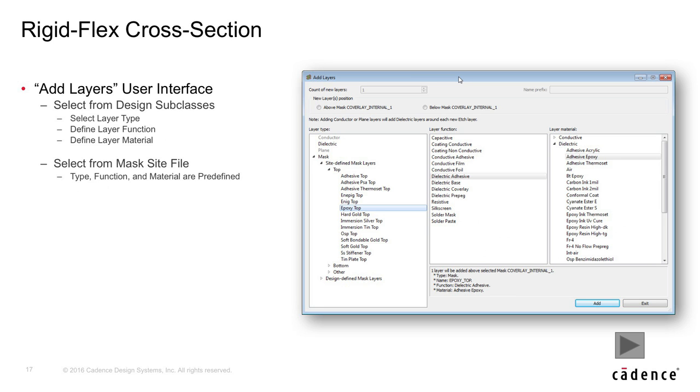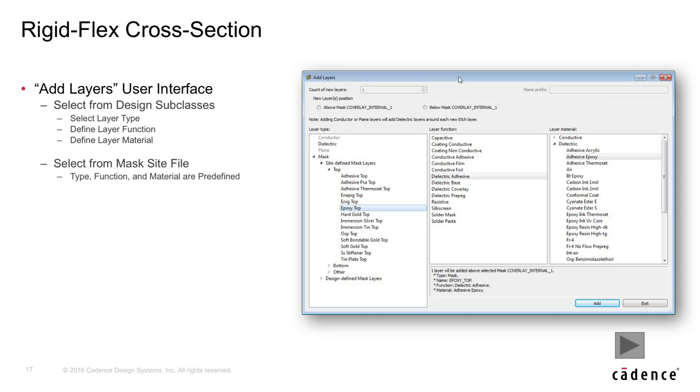So when I add layers in my cross-section editor, the user interface that appears shows me a list of site-defined mask layers or design-defined mask layers. So if I create my own subclasses, I can get a listing of those as well.